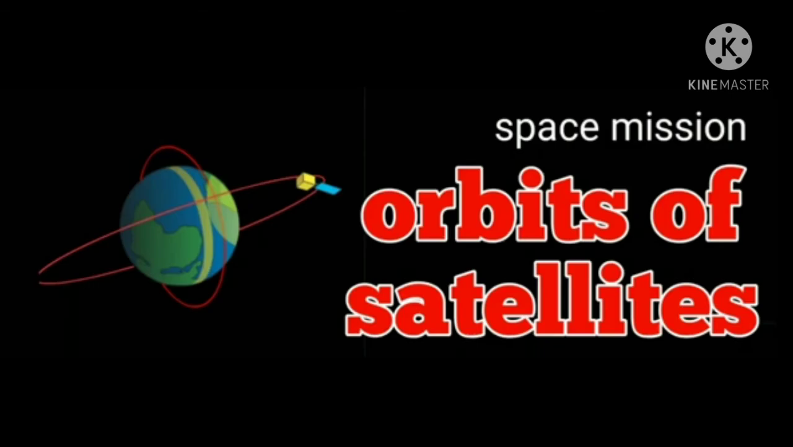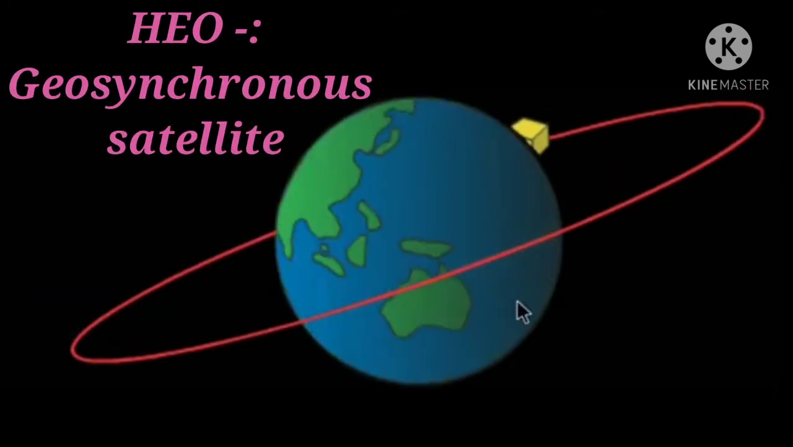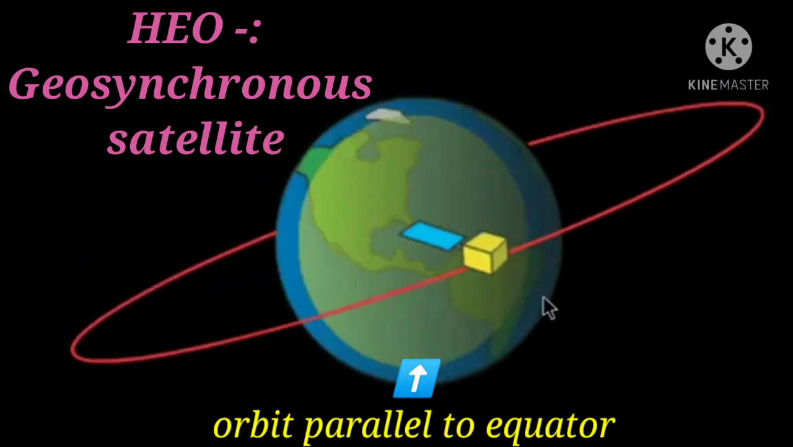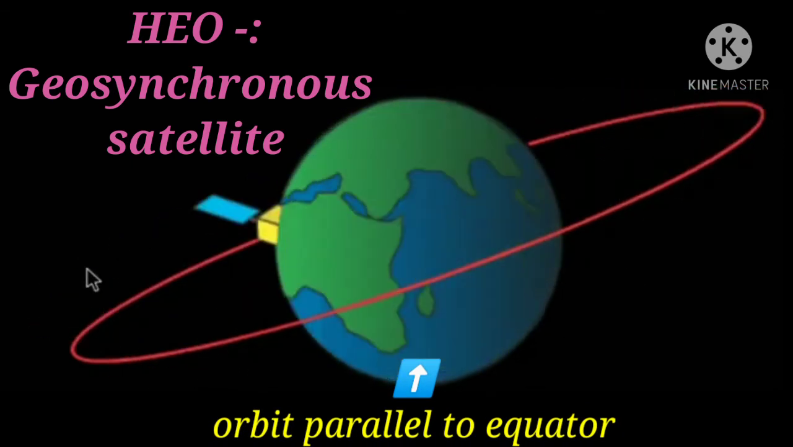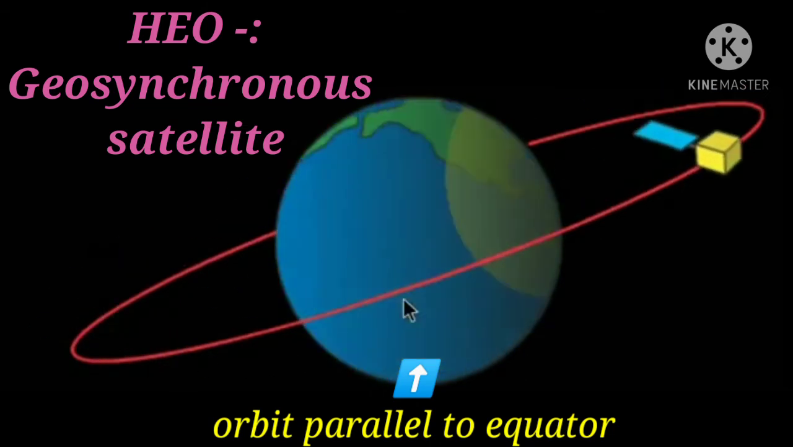Now students, there are different types of orbits of satellite depending on the different height of the satellite above the Earth's surface. It is due to their different functions. Now students, let's study the first orbit, that is HEO. Here the orbit of this satellite is parallel to equator. Now students, observe this animation carefully.